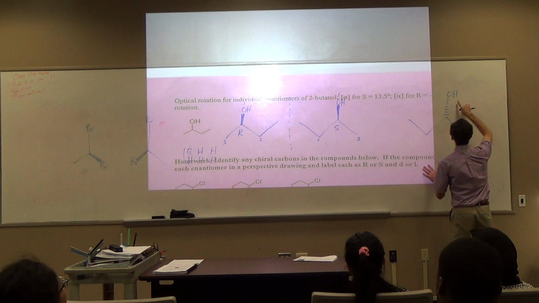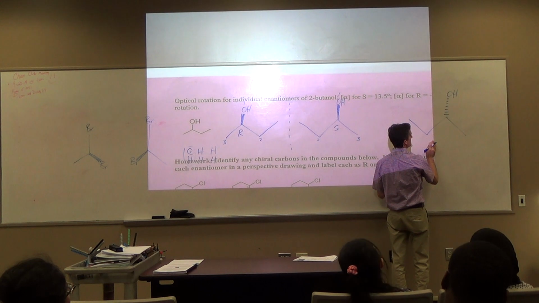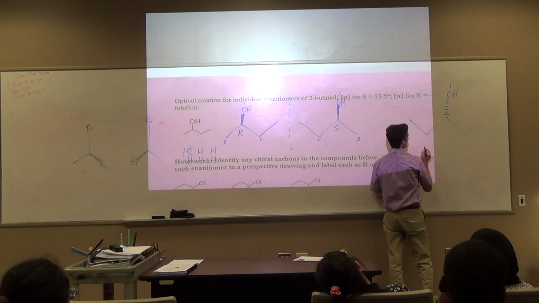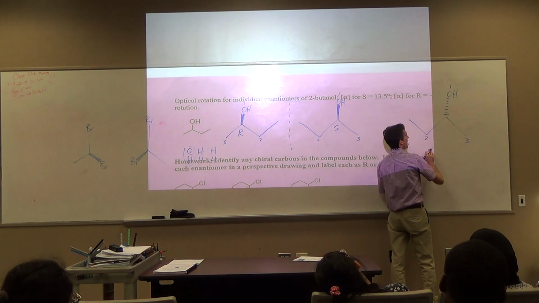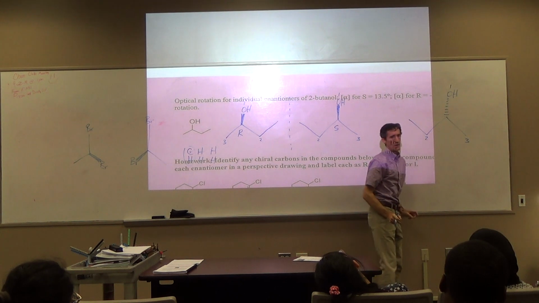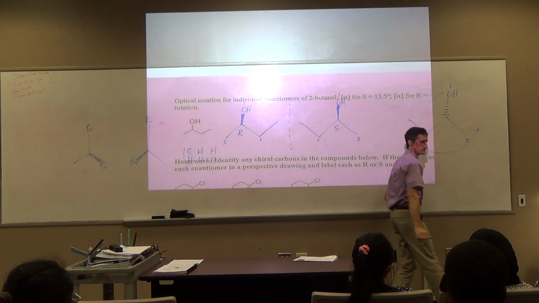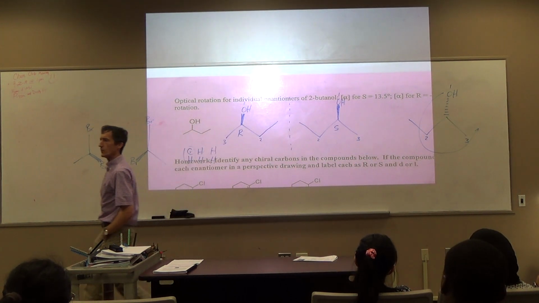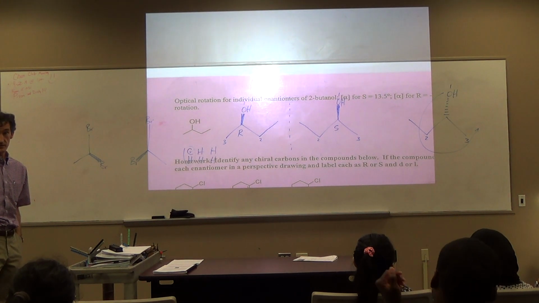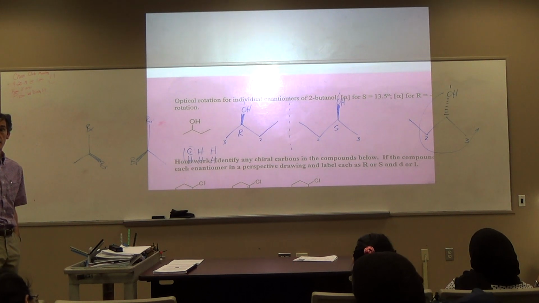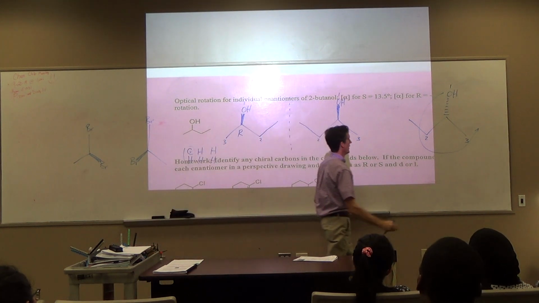Okay, what is this over here? Well, let's do RS. What's 1? Oxygen. What's 2? What's 3? What's 4? H. How's it coming? Forward. So what is this? RS. It's counterclockwise, but the H is coming forward. What do you do if the low priority group is forward? You just reverse your answer. And so what is that? R.